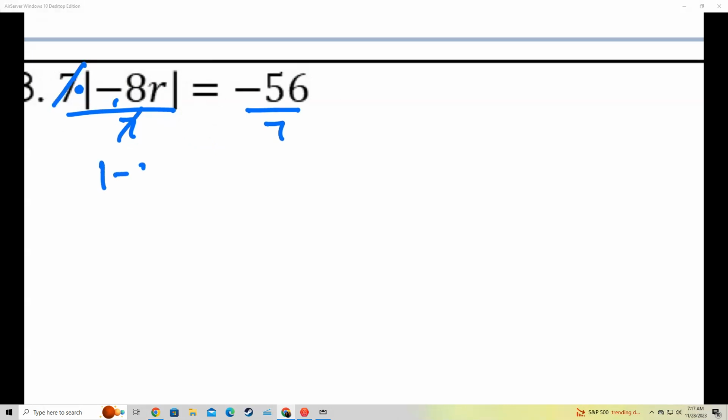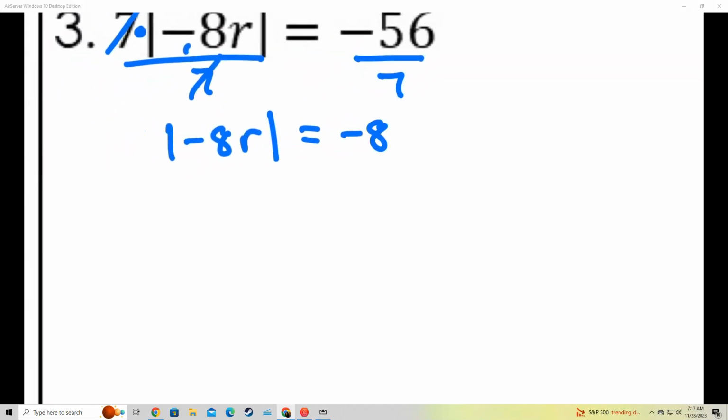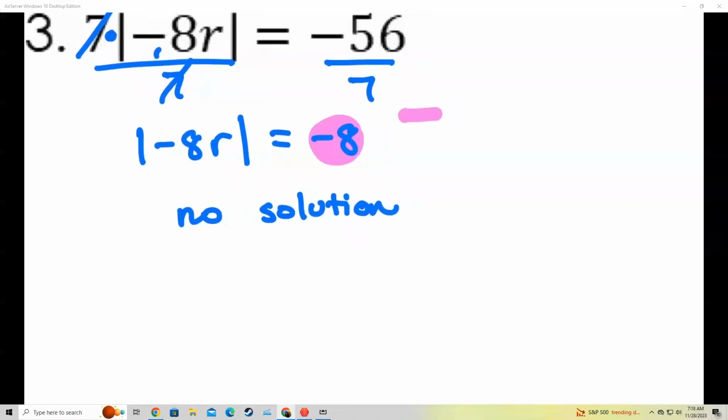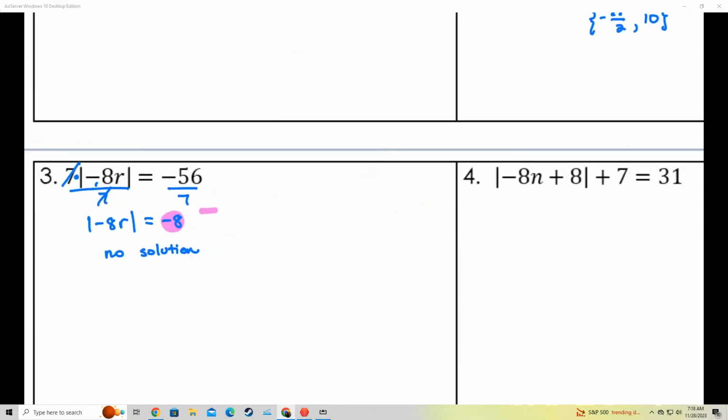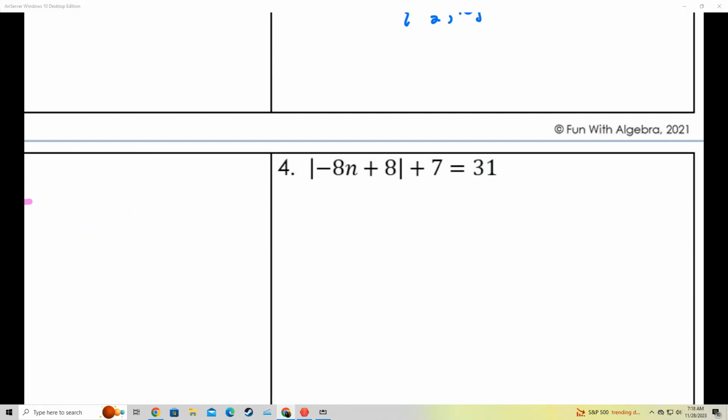I get the absolute value of negative 8r is equal to negative 8. Now the absolute value is isolated. Now I can go ahead and check. Well, let's see. I have the absolute value by itself, and I have a negative number as my answer. And I know if I have the absolute value equaling some kind of negative, this is impossible to do. So I can go ahead and start right now by saying that this is going to have no solution. And I'm done because I know there is no number that exists that's going to give me that answer. We like no solutions as long as we can recognize them. Okay, it makes it a lot easier, a lot quicker.